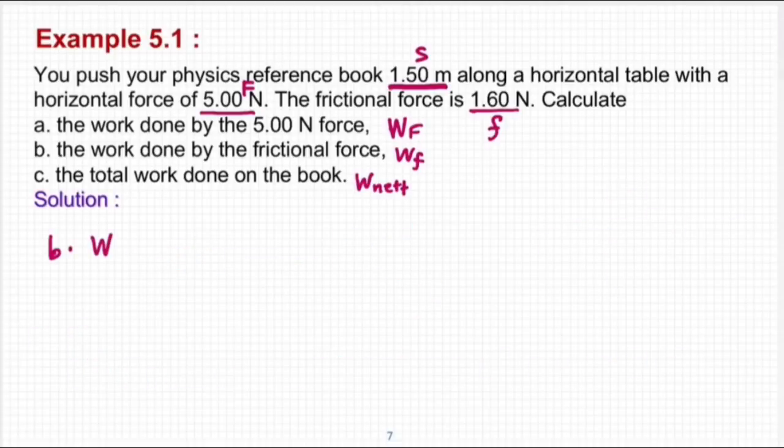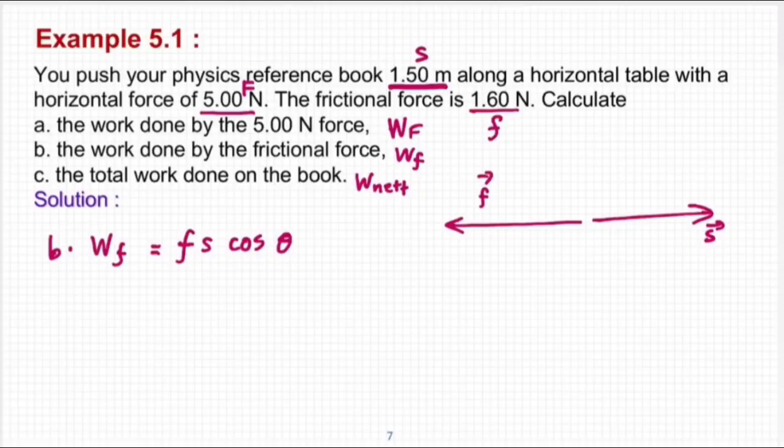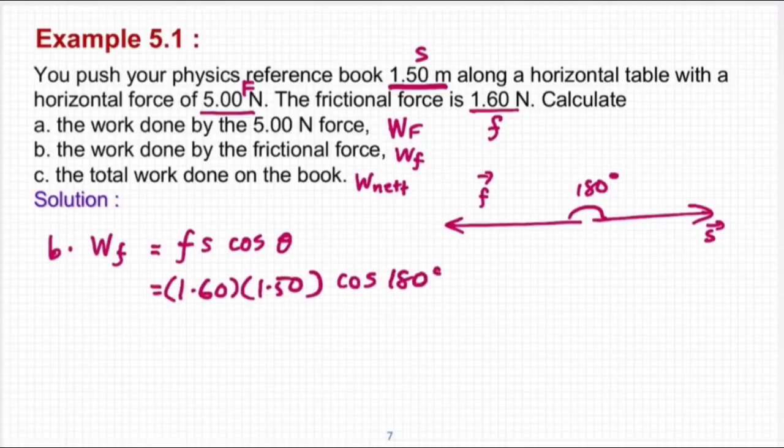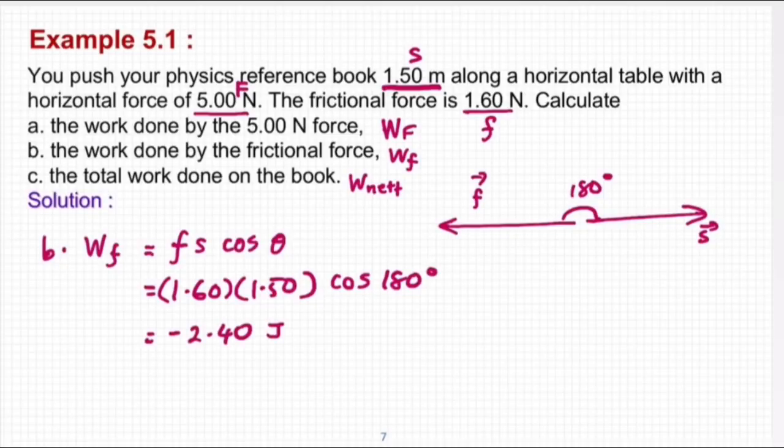Okay, for the next part, we want to find the work done by frictional force. We are still using the same formula, but in this case, our force is the frictional force. And then theta is the angle between frictional force and displacement. The frictional force is to the left and then the displacement is to the right. So the angle between them is 180 degree. And then we substitute in all our values into the equation. So 1.6 times 1.5 cos 180 degree. And we will get work done is equal to negative 2.40 joule.